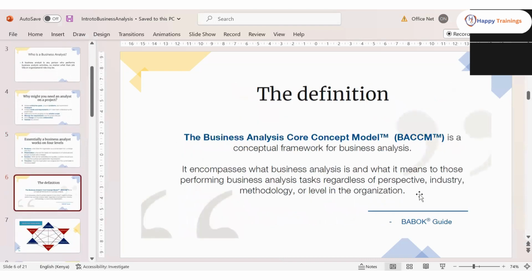Then next up is the business analysis core concept model. This is one of the most important things in business analysis. To be a business analyst, we must understand this business analysis core concept model. It is based on the BABOK guide, the Business Analysis Body of Knowledge book. It is a conceptual framework for business analysis. It encompasses what business analysis is and what it means to those performing business analysis tasks, regardless of perspective, industry, methodology, or level in the organization.